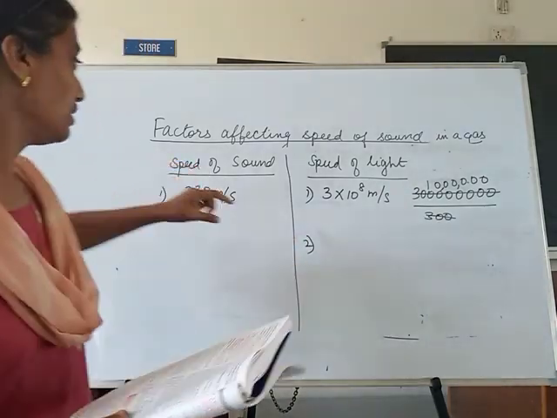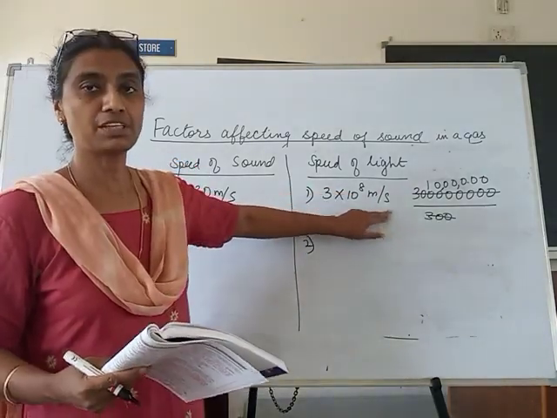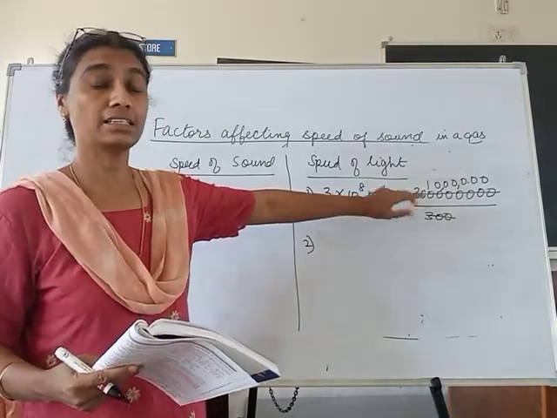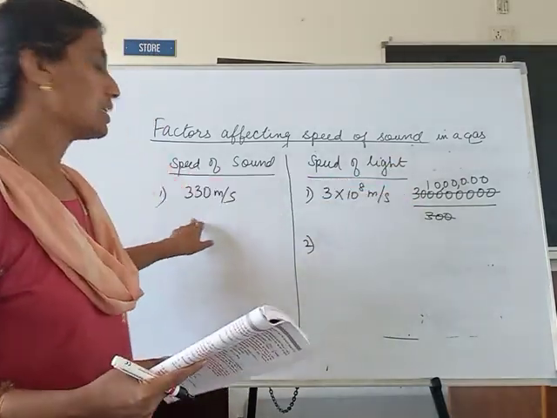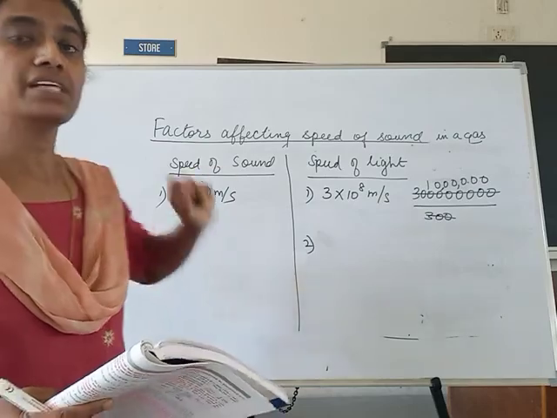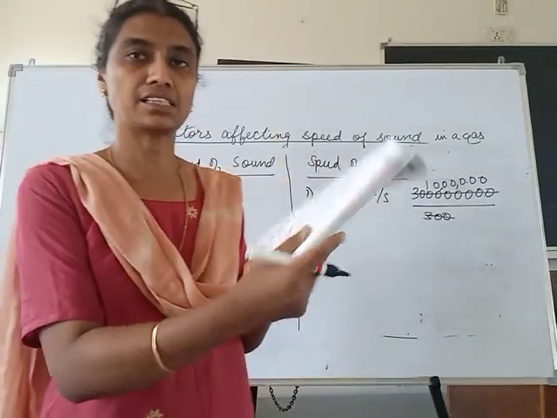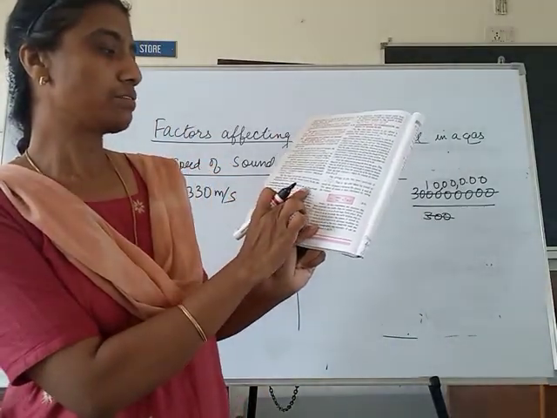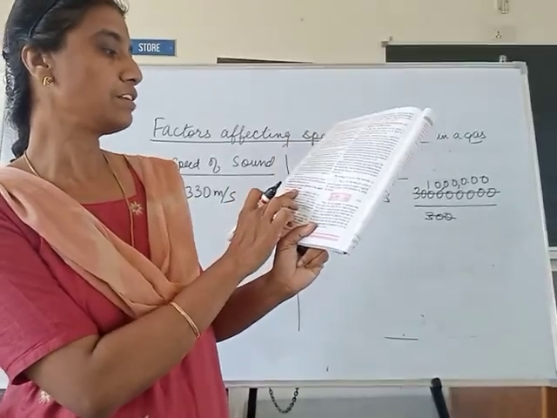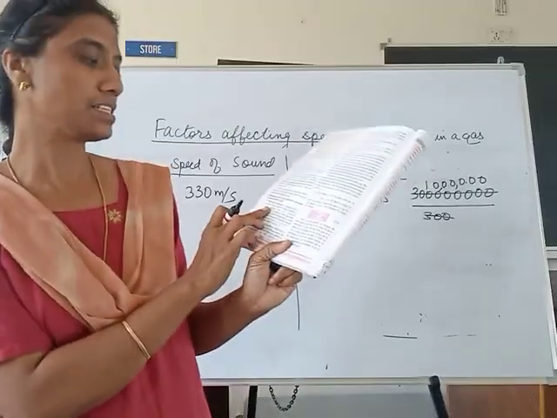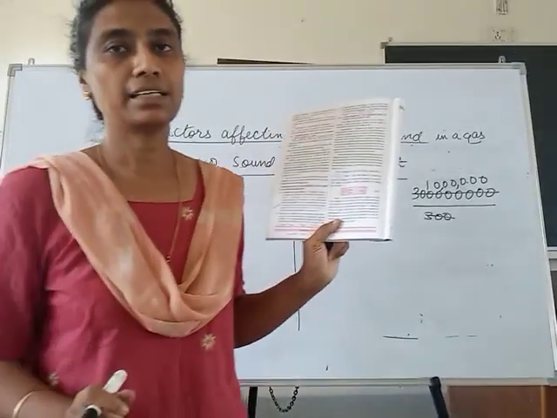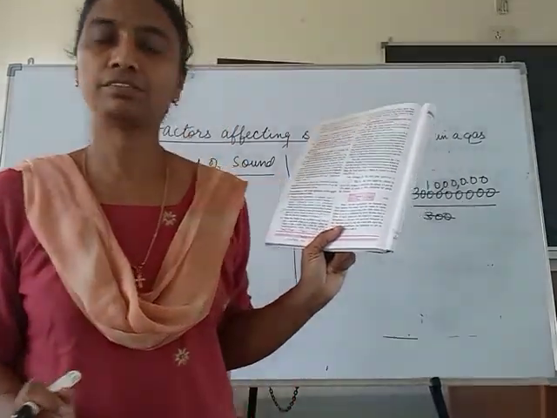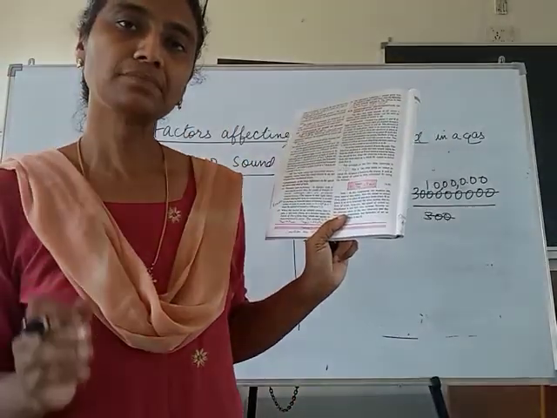Now, based on this is the main difference. Speed of light is 1 million times more than speed of sound. Based on this, you have some applications. Consequences of large difference in speed of sound and that of light. First is thunder and lightning. Again, this is a common phenomena that you would have observed.